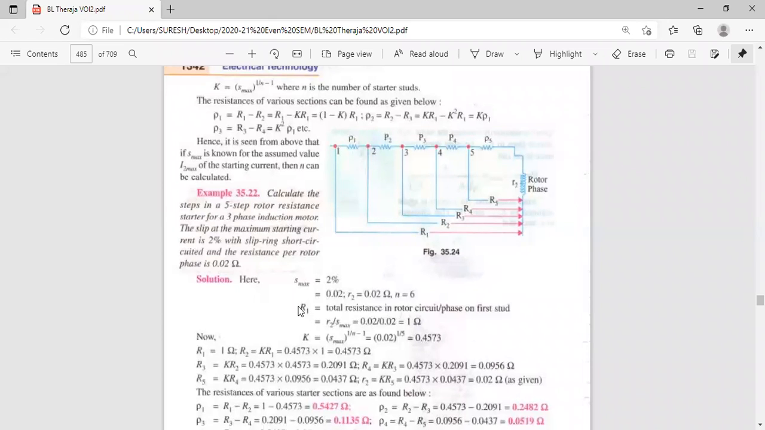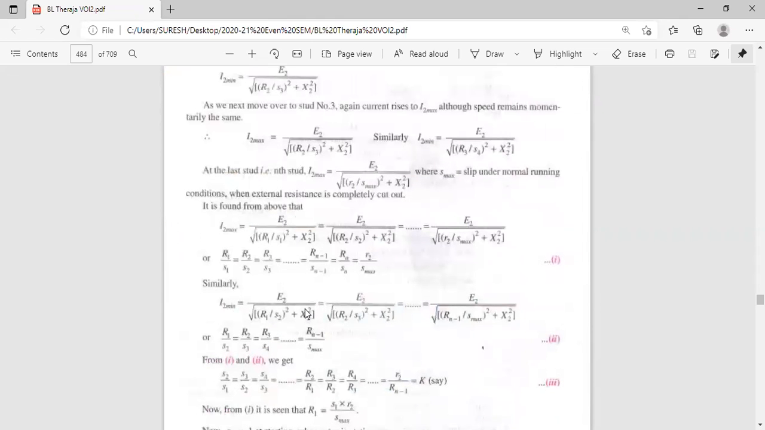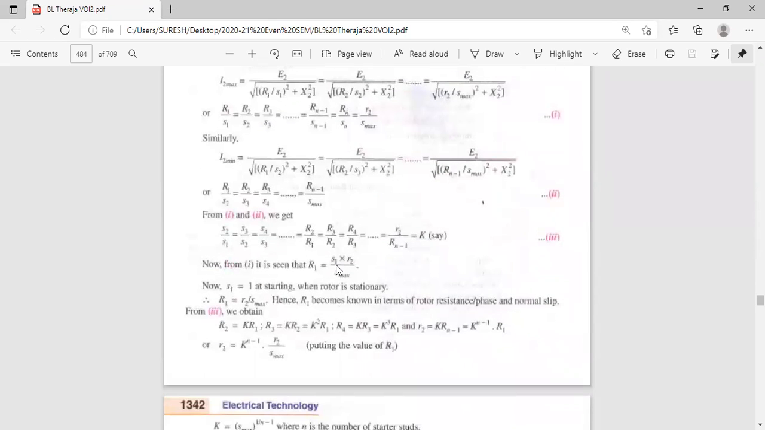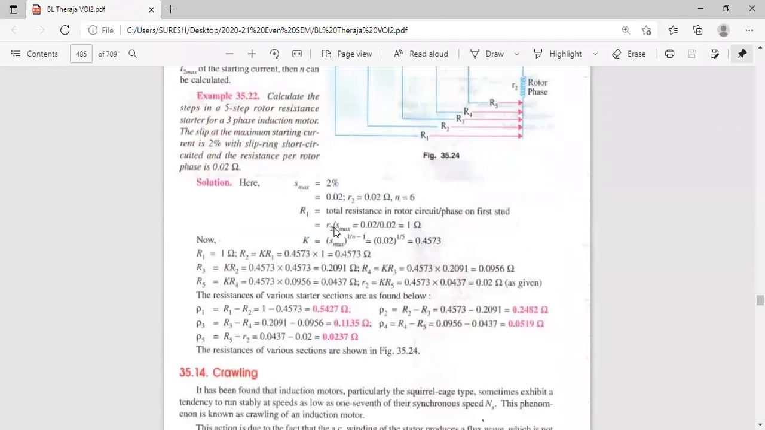Okay. Next, we have to calculate R1. What is the formula for R1 that we have discussed? R1 is equal to R2 by S max. R2 is 0.02, S max is also 0.02. Your R1 is 1. Is it clear? R1?